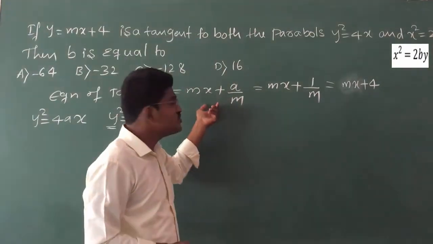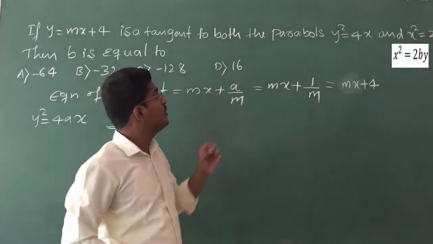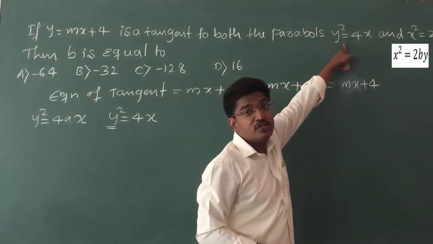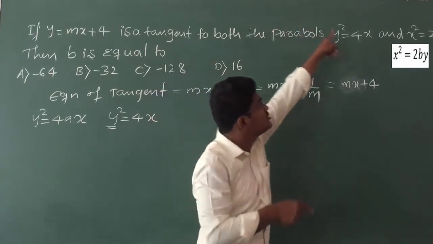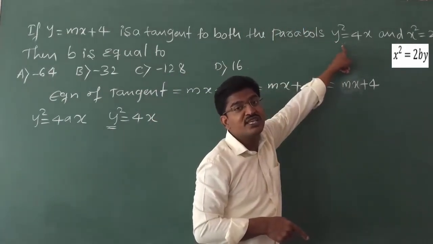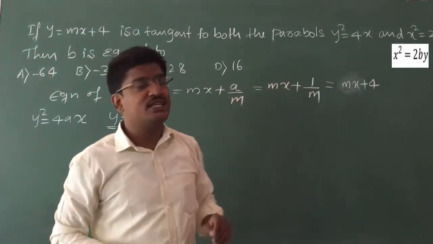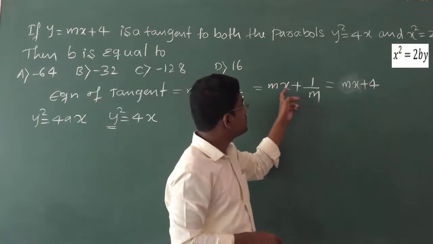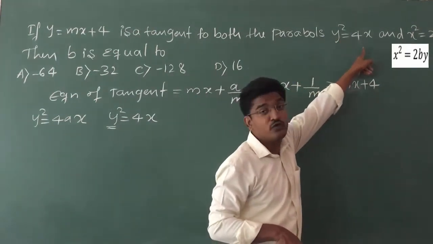So if I use this, I will use a value as 1 from this parabola. So now this will be the equation of tangent to this parabola, because I am using the value of a from this parabola. Clear? So mx plus 1 by m is the tangent to y square equal to 4x.